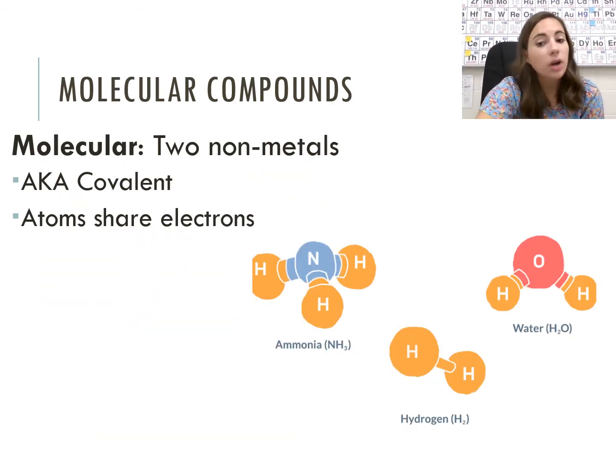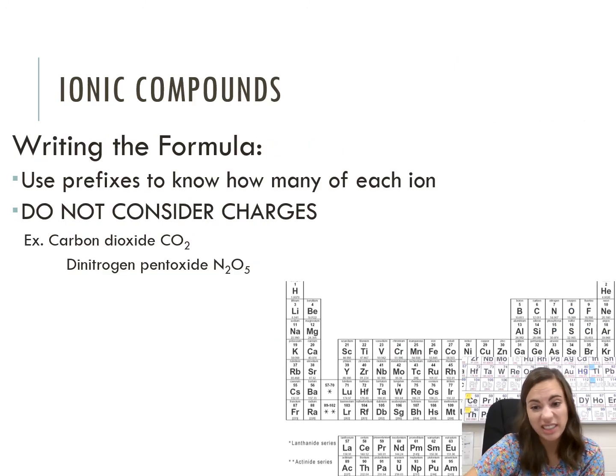Okay, so our other category of compounds are molecular compounds, and that name comes from the fact that they form molecules. So molecular compounds are 2 non-metals, so they're going to come totally from the right side of the periodic table. Another word for them is covalent, because they share electrons, meaning they form what we call covalent bonds. So naming molecular compounds is extremely easy, all right? And so is writing the formula.